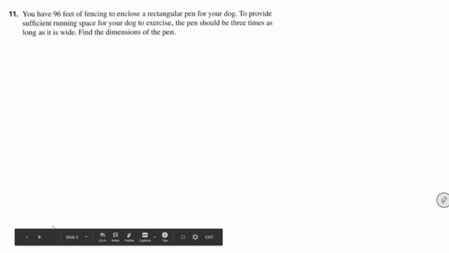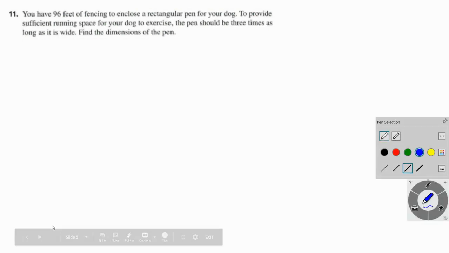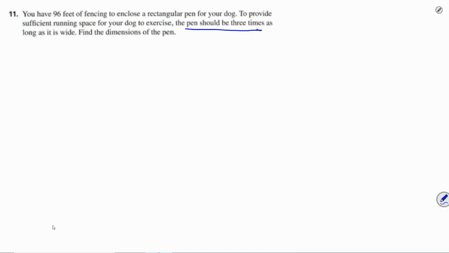Okay, last slide. You have 96 feet of fencing to enclose a rectangular pen for your dog. To provide sufficient running space for your dog to exercise, the pen should be 3 times as long as it is wide. Find the dimensions.